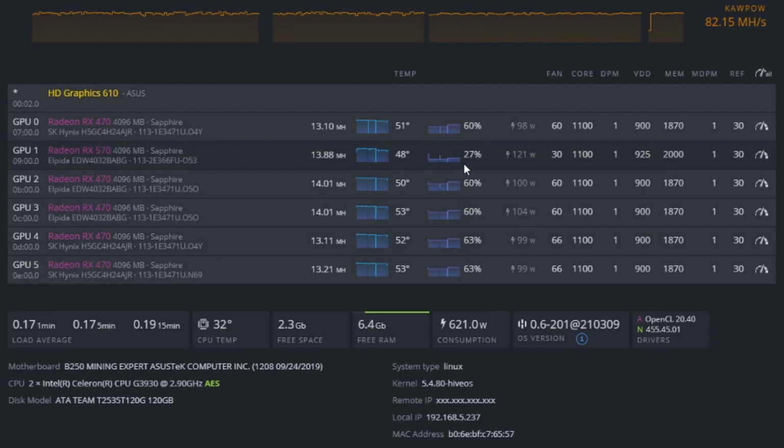So it's running significantly cooler, the 570. I have to give it more power. So as you can see, it's running at 121 watts. That's a pretty decent difference. We're talking about, I'm putting out 20 additional watts for the 570 just to mine around the same mega hash as my 470s.